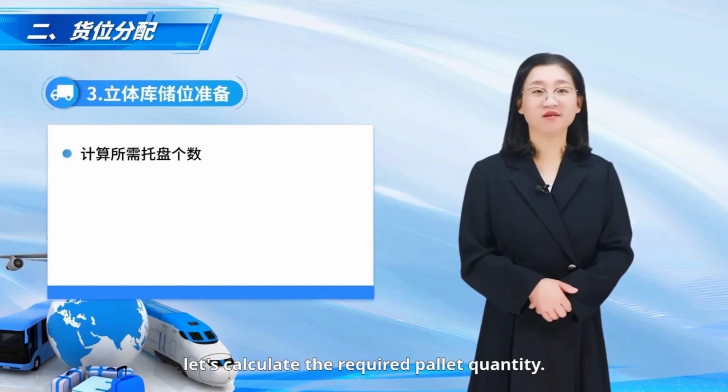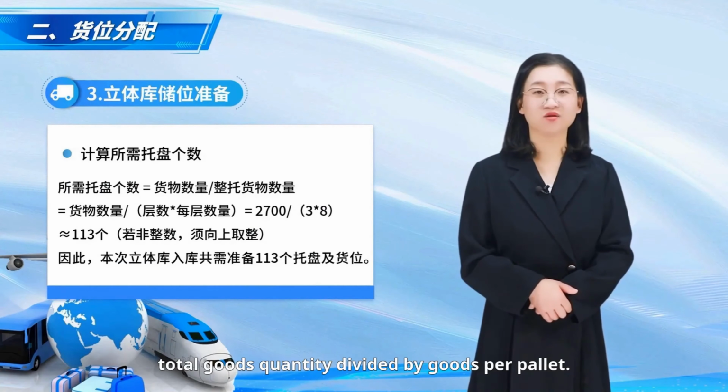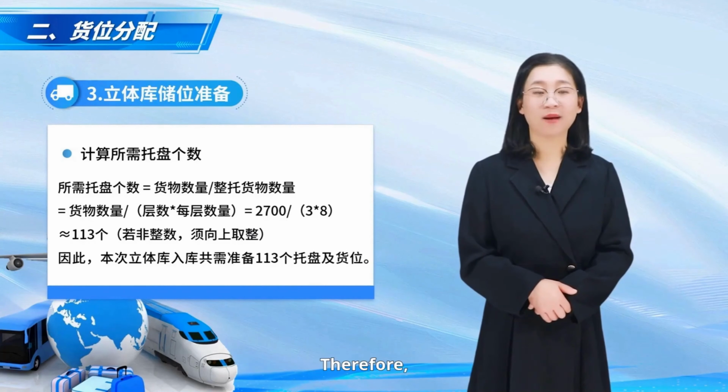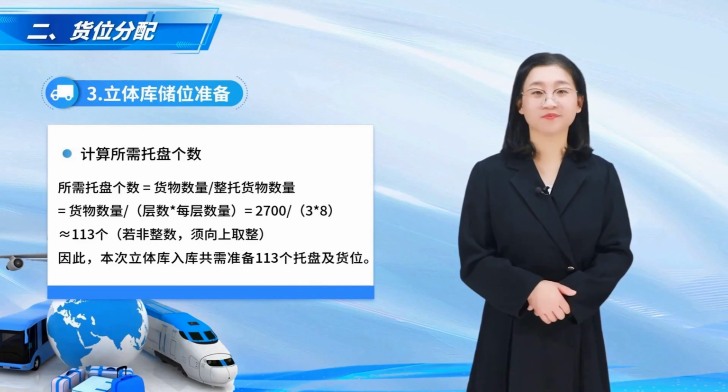Step 3. Let's calculate the required pallet quantity. The number of pallets needed is total goods quantity divided by goods per pallet. The final result is 113 units. Therefore, this AS/RS inbound needs 113 pallets and locations.